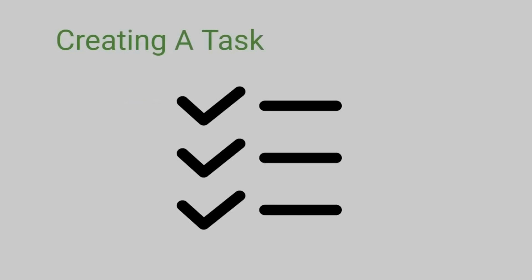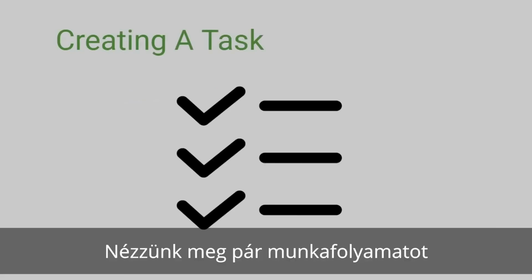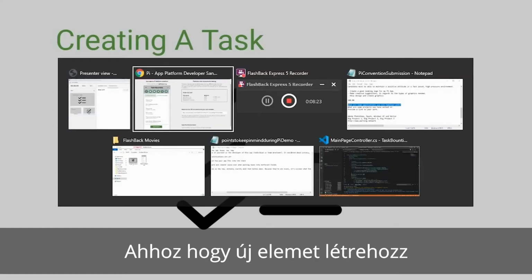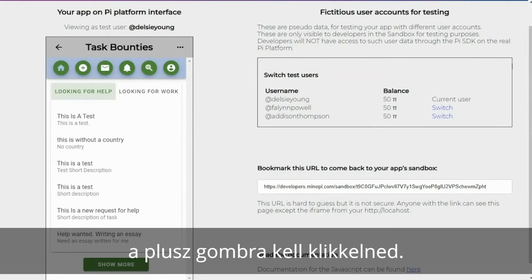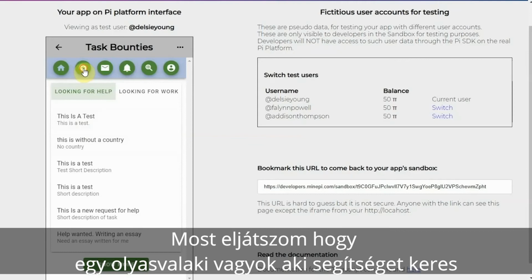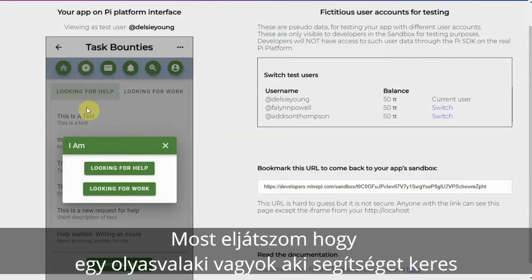Let's go through quickly a couple of workflows here. First off, let's go through the workflow of actually creating a task. If you would like to create a task, you would hit this plus button here. That indicates that you want to add one of these items to the screen.